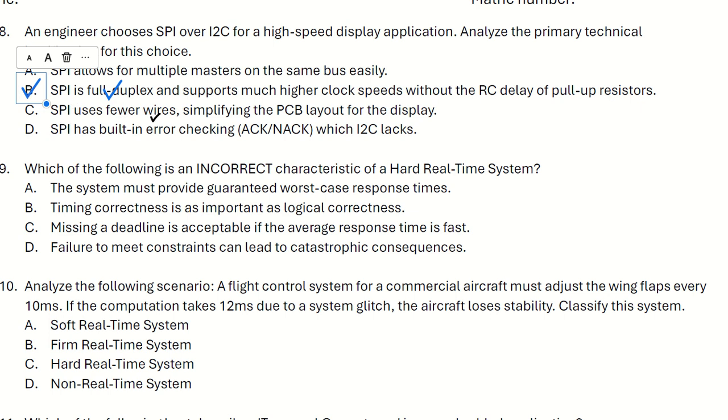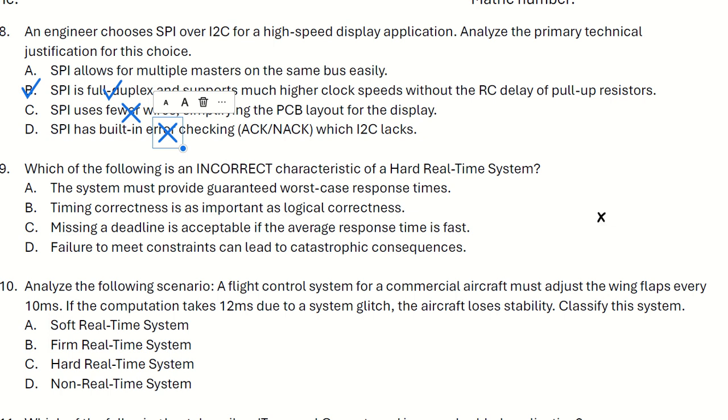SPI using fewer wires, this one is definitely wrong because it has more wires. So if your design only needs fewer wires, you should be using I2C instead of SPI. Okay, SPI has built-in error checking. This one is not error checking, so it is wrong. This one is chip selection, so that's why it's wrong. So the only possible answer is B.